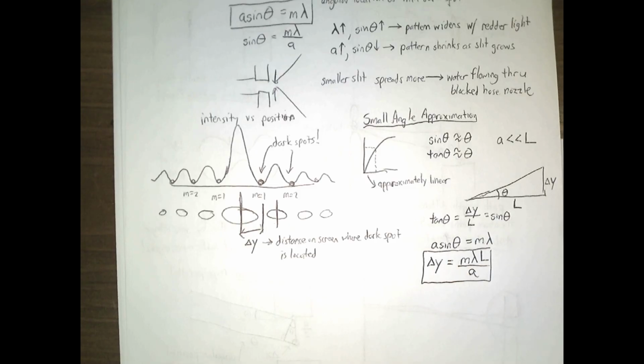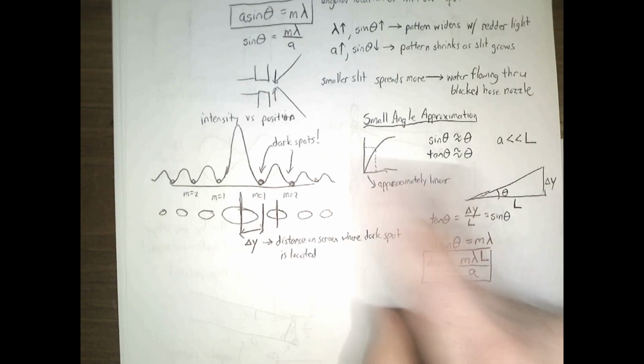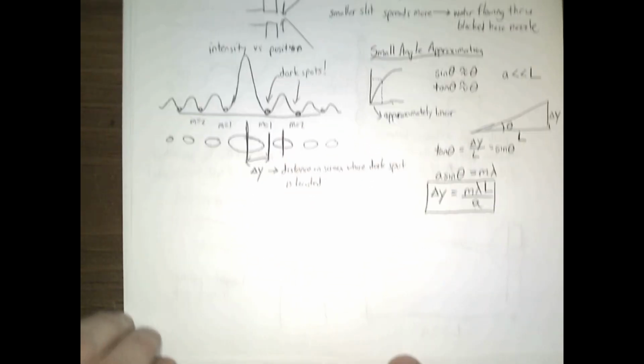This works in most cases for the first couple of m's. As m gets larger and larger, the pattern gets wider. And so the fact that this angle is small enough will probably start breaking down after, like, m equals 7 or something like that. So if you're looking for m equals 30, you probably can't use the small angle approximation. You may have to use the actual formula. But that's the price you pay.